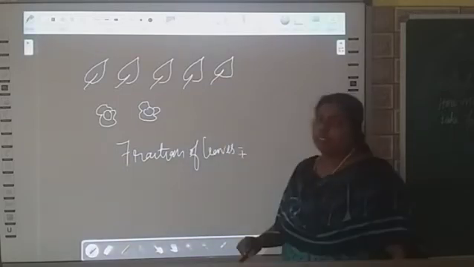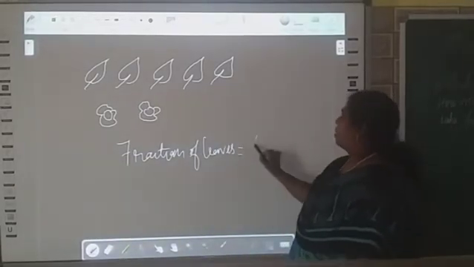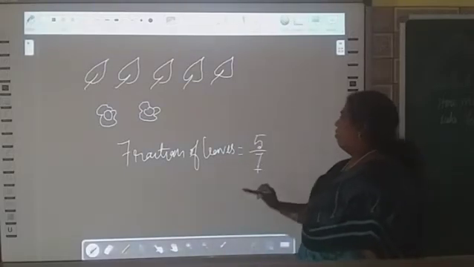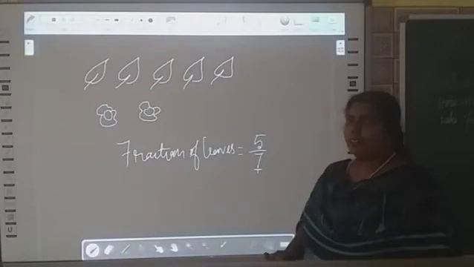Fraction of leaves, how much? How many leaves are there? 5 leaves. 5 divided by how much? Total number of items? 7. 5 divided by 7. Understand?